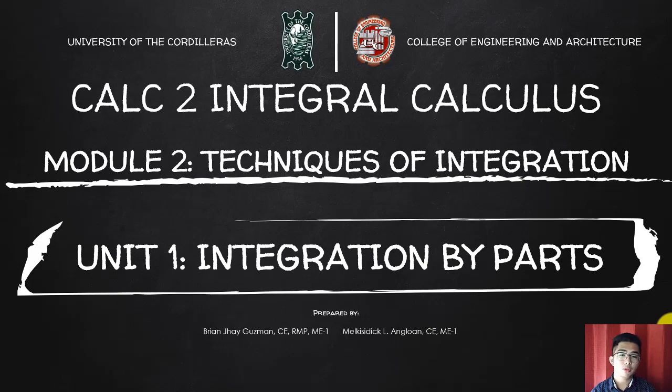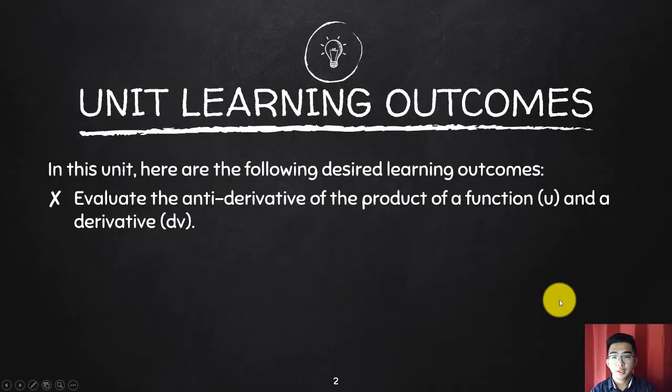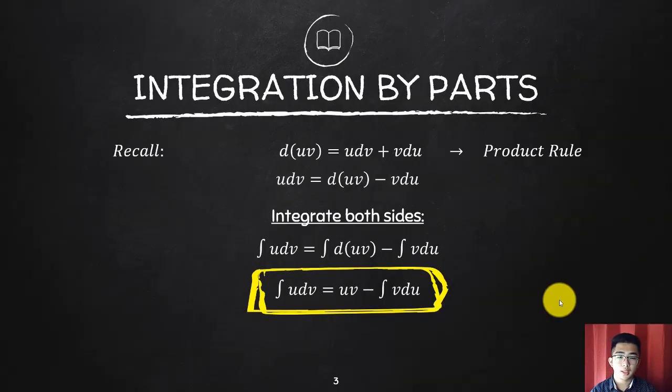Module 2 deals with the different techniques of integration. These techniques are applied, coupled with the basic formulas for integration, to solve a bit more complicated integration problems. So we'll deal with integration by parts first. In this unit, we simply need to evaluate the antiderivative or the integral of the product of a function u and the derivative dv. So what is integration by parts?